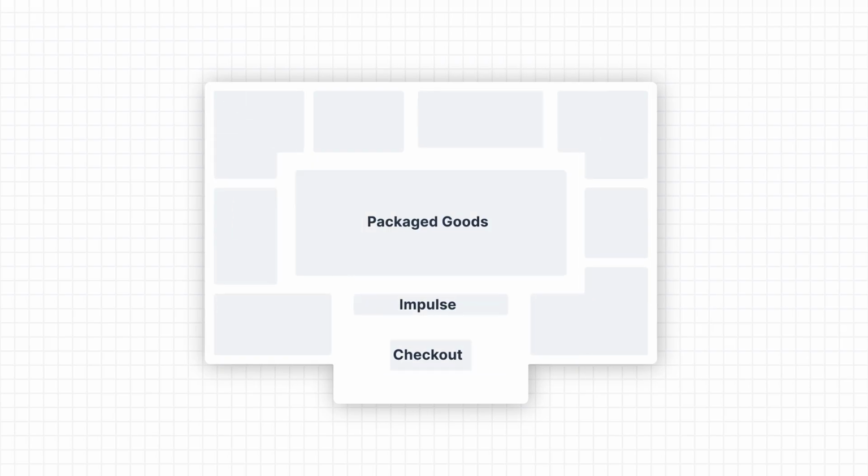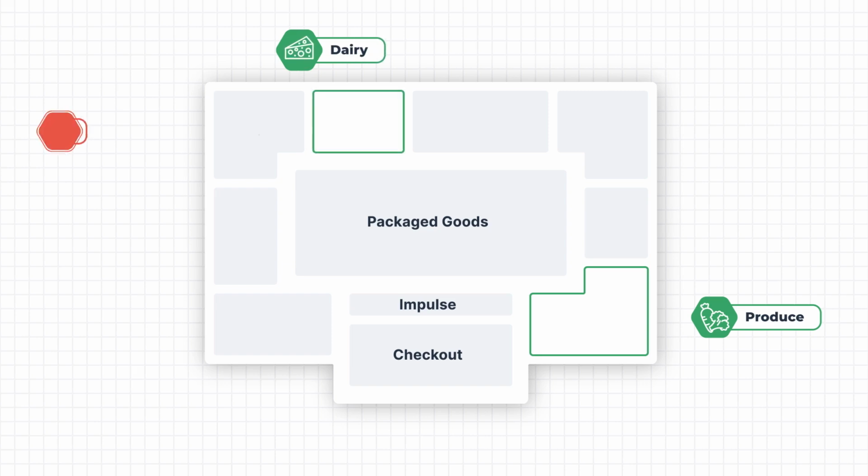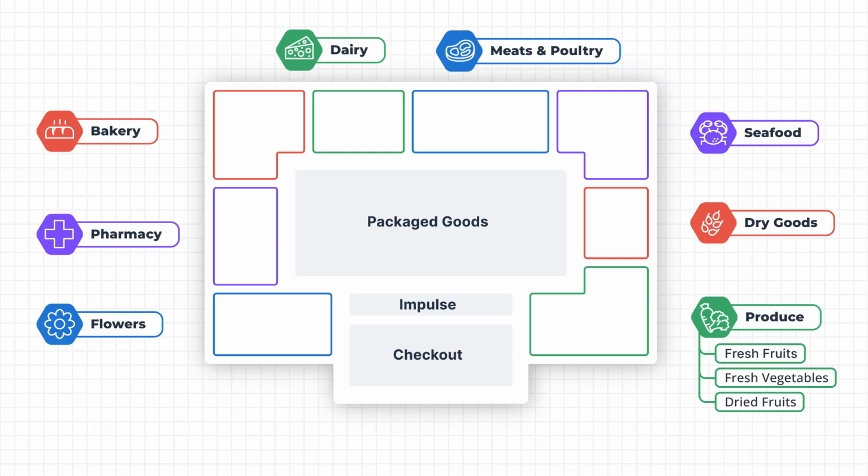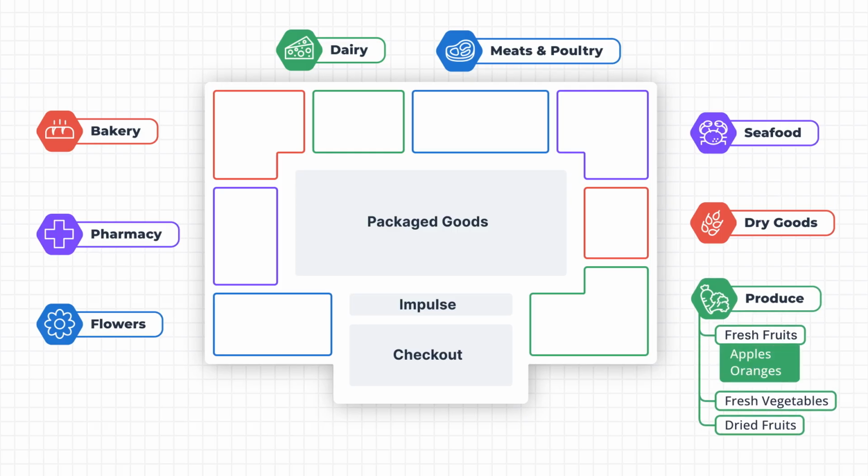Think about a grocery store. Here, products are organized into categories like produce, dairy, bakery, and so on. Within each category, there are subcategories like fresh fruits, fresh vegetables, and dried fruits. Apples and oranges would fall under the fresh fruits subcategory of the produce category. This system helps customers find what they need quickly and efficiently. Apples and oranges are clearly in the fresh fruit section of the produce aisle.